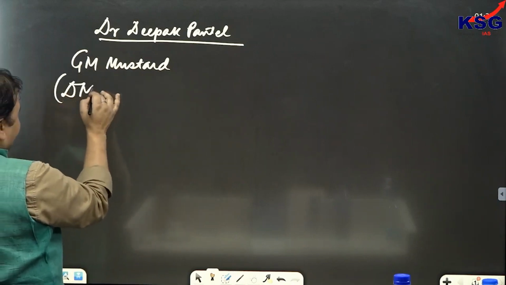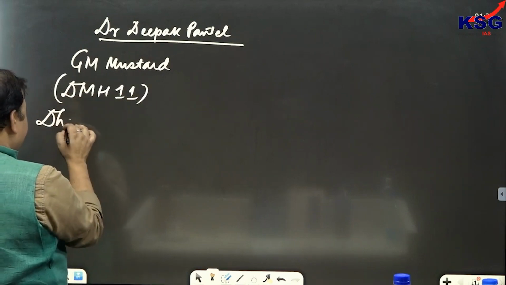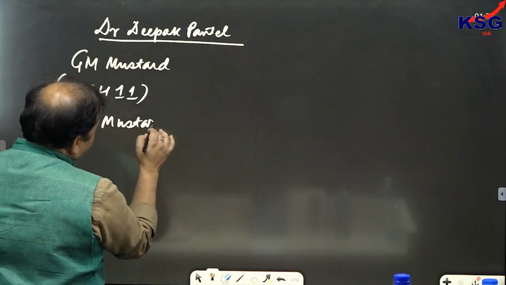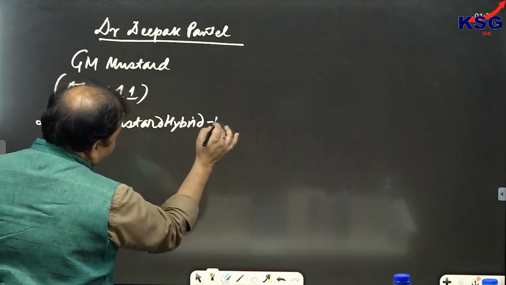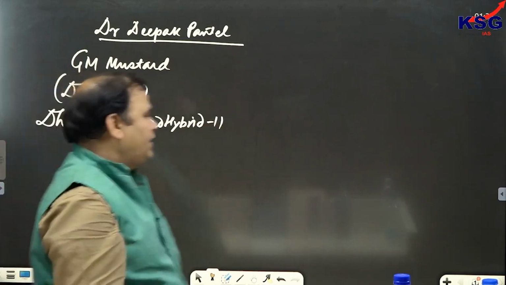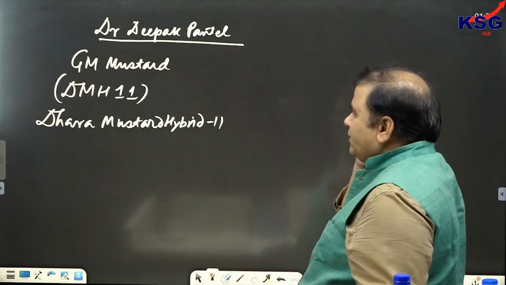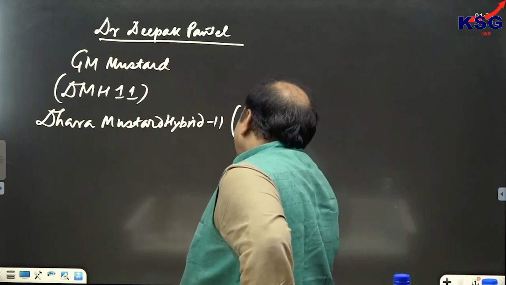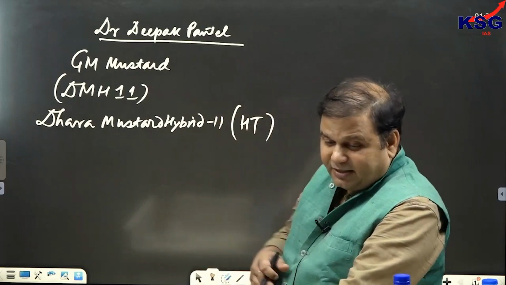It is also called DMH11, that is Dhara Mustard Hybrid 11. This is an HT variety. HT variety means herbicide tolerant variety.